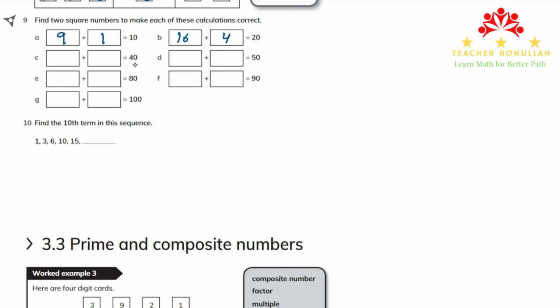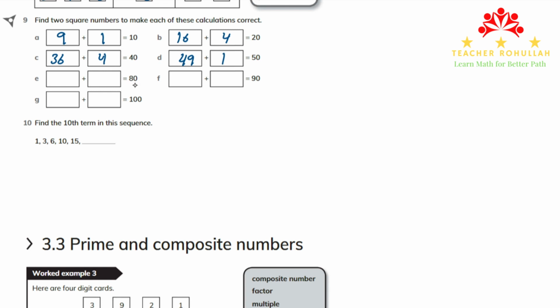In part C, we have the sum of 40. Which 2 numbers can they be? It is 36 and 4 because 36 is a square number. In the same way, 4 is also a square number. So 36 plus 4 is 40. Part D is giving us the sum of 50. Which 2 square numbers can they be? It can be 49 and 1. 49 is a square number and 1 is also a square number.